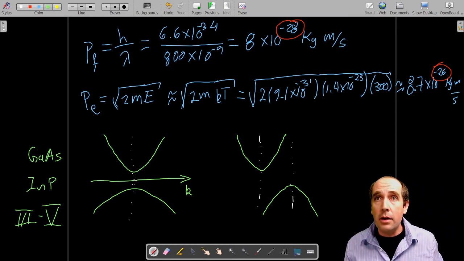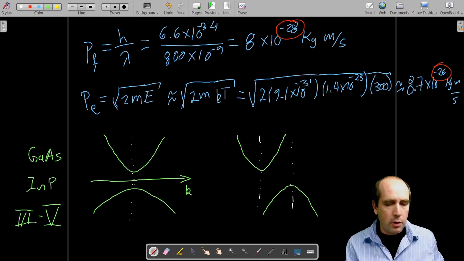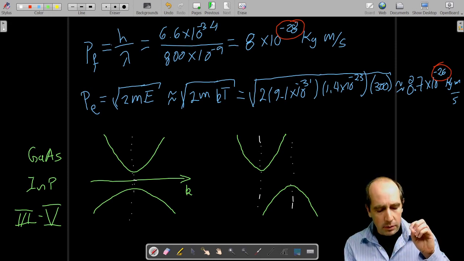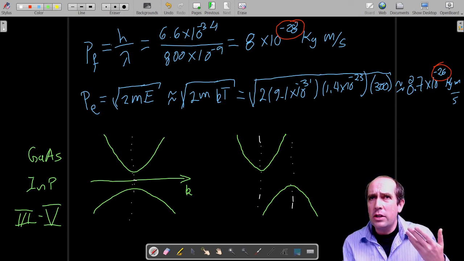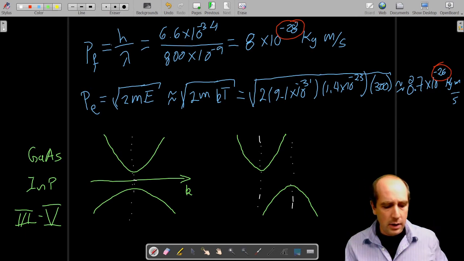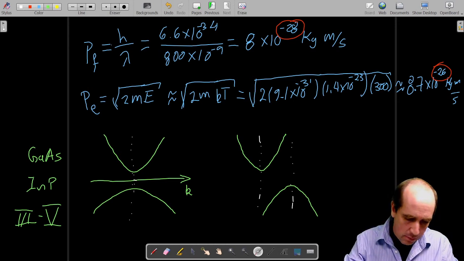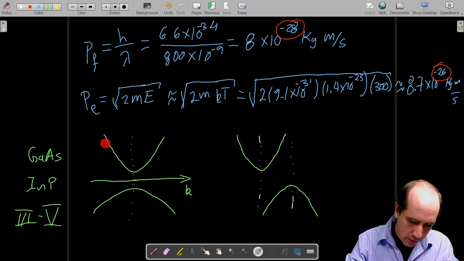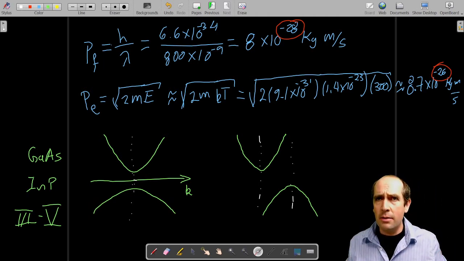There is a whole family of materials that have been made combining atoms from group 3 and group 5, and they are called in general 3-5 semiconductors. Many 3-5 semiconductors fall in this scheme, where the minimum of the conduction band and the maximum of the valence band line up with each other really nicely in k-space.